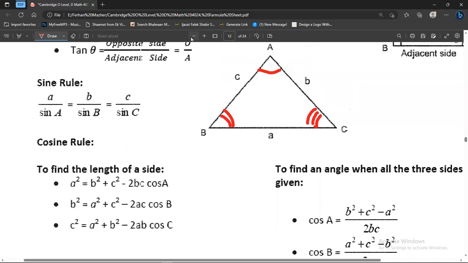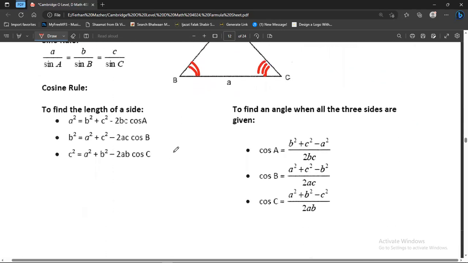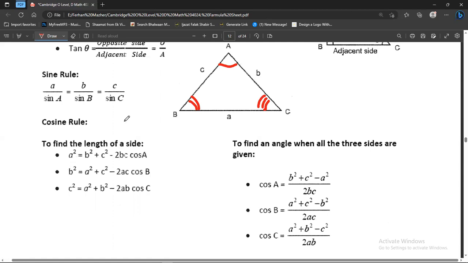On the same figure, we can apply the cosine rule, and the cosine rule is a relationship between these three sides and the angle. For example, if I want to find out this side, and I know this side and this side and the angle between them, then the formula will be a square equals b square plus c square minus 2bc cos A. For example, if you want to find out this side, then I will use these two sides and the angle between them. Then b square will be equal to a square plus c square minus 2ac cos B.